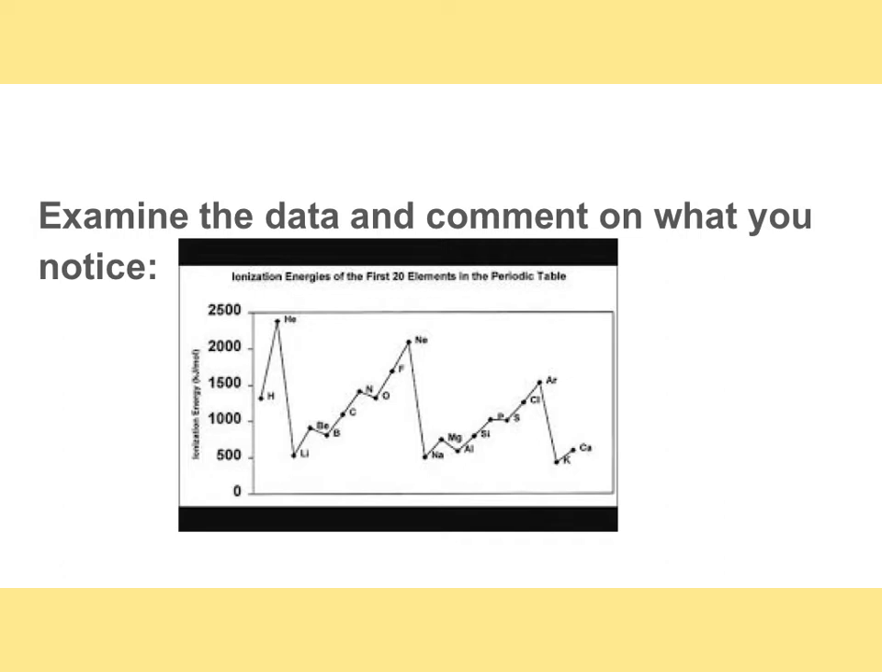What you see in front of you is a graph of first ionization energies of the first 20 elements in the periodic table. And I'd like you to take a look at the trends that you see and jot down a couple of things you notice. You should pause the video and write down a few things you notice.